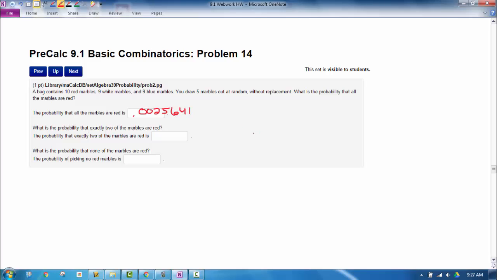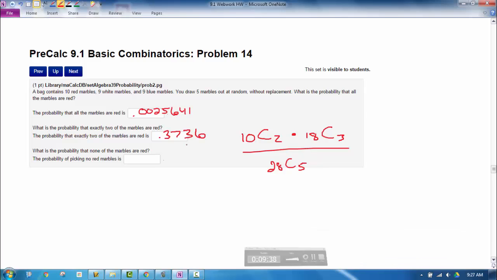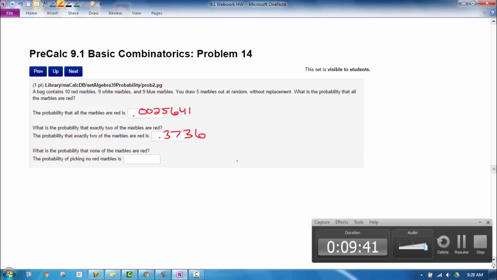Okay, the next part, if we want exactly 2 red marbles, then from 10, we're choosing 2. And then we also have to choose 3 more from the remaining 18. So it'd be 18, choose 3, where order doesn't matter, divided by the total, which once again is 28, choose 5. That gives you the right answer of 0.3736.